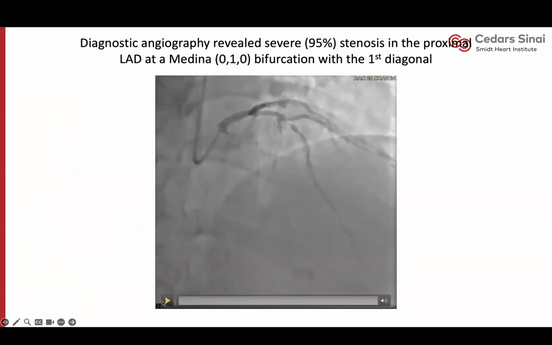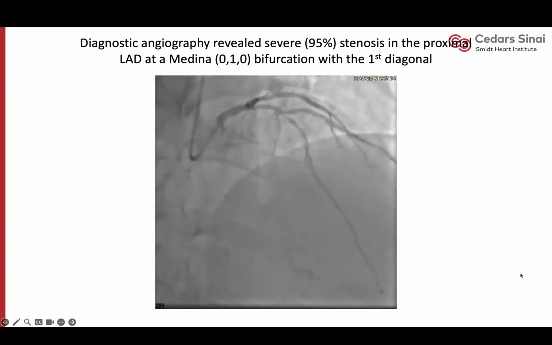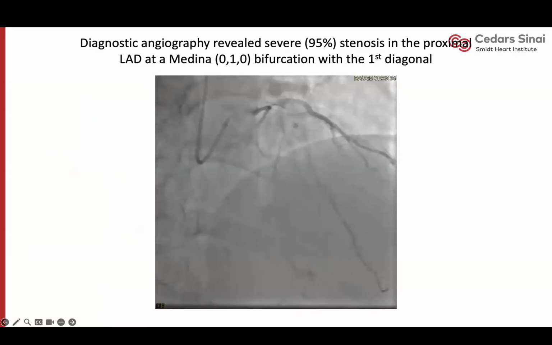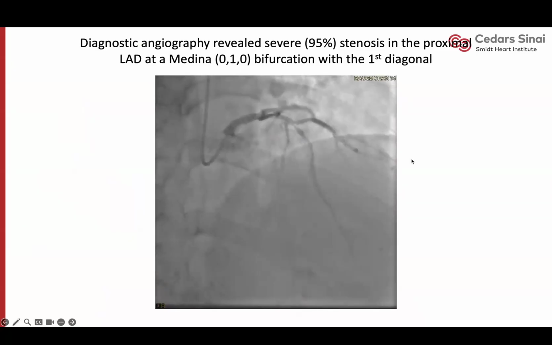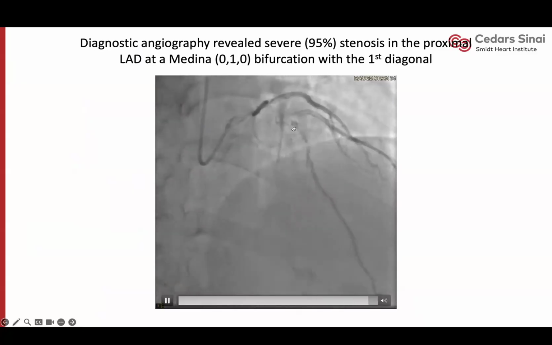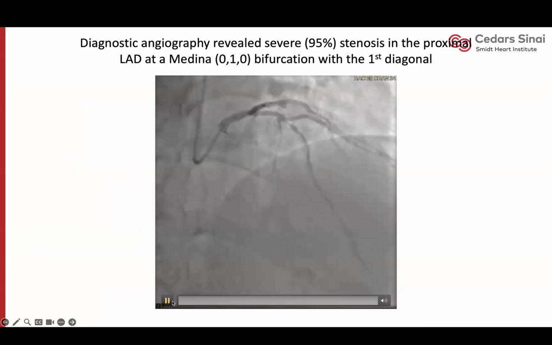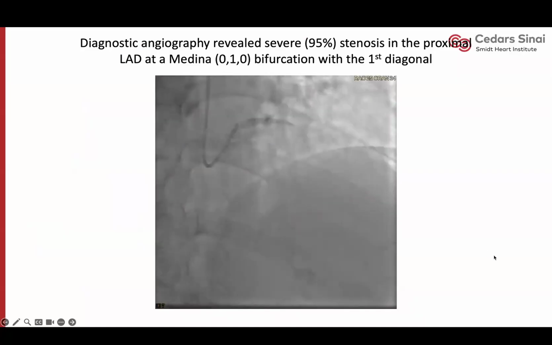I want to show you a real-world example of provisional technique. Here we have a diagnostic angiogram that revealed a severe 95% stenosis in the proximal LAD at a Medina 0-1-0 bifurcation with the first diagonal.